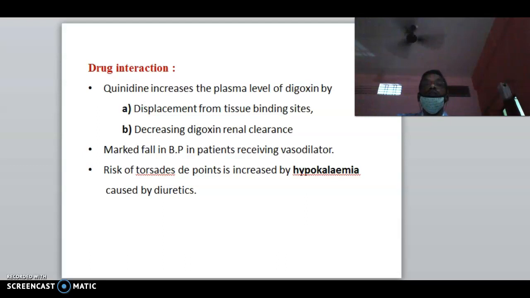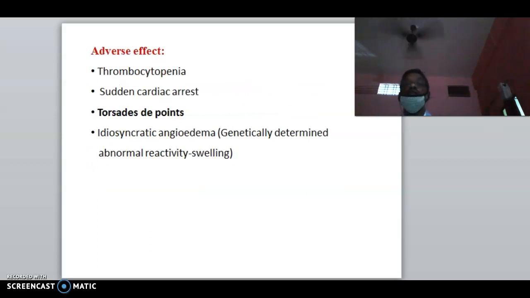Then come to drug interaction. Quinidine increases the plasma level of digoxin because it displaces digoxin from tissue binding or protein binding sites. It also decreases digoxin renal clearance. There is a marked fall in BP in patients receiving vasodilators. The risk of Torsades de pointes is increased by hypokalemia caused by potassium-wasting diuretics.